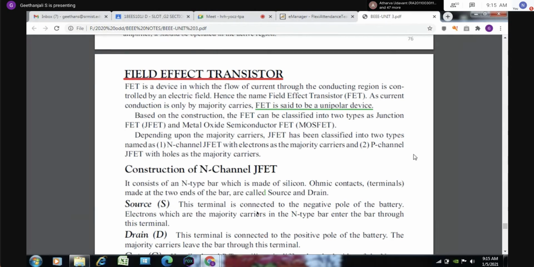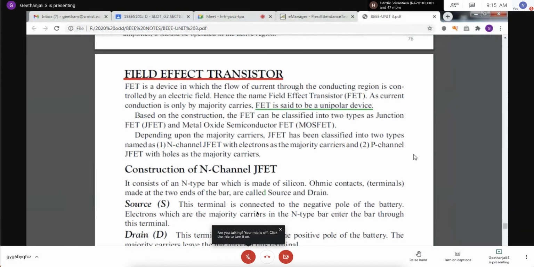See, based on the construction, the FET can be classified into two types. One is the junction field effect transistor, abbreviated as JFET. The next type is the metal oxide semiconductor field effect transistor, called the MOSFET. So under the field effect transistor we have the JFET as well as the MOSFET. Today we will discuss the JFET construction and working, and we will also see the construction and working of the MOSFET. So the field effect transistor is further divided into two types: one is JFET, another one is MOSFET.